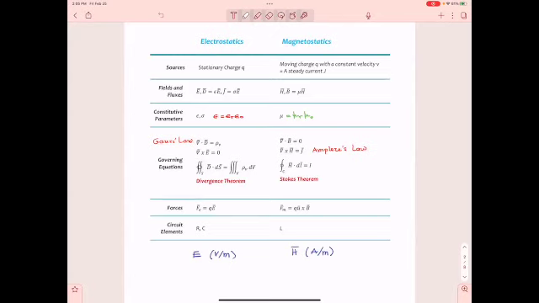What am I going to find? If there is no charge inside this volume, then the lines will come from one side and they will exit on the other side, all right? If there is a charge in this volume, positive or negative, what is going to happen?